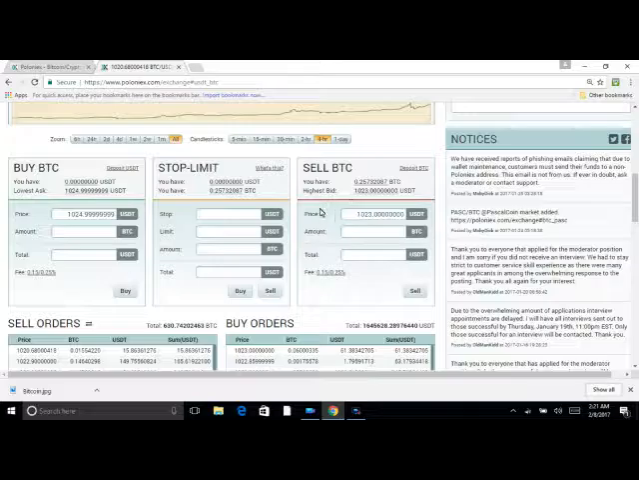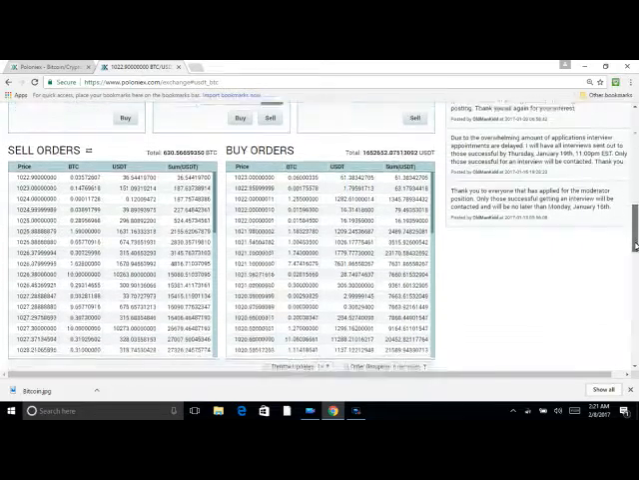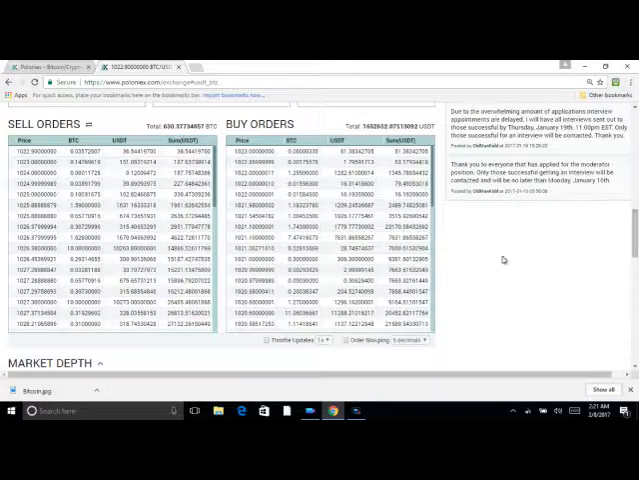Below that, you can see the buy and sell orders. Now, this is a live market that's open, like I said, 24 hours a day, 365 days a year. It shows you the total amount of US dollars looking for Bitcoin and the total amount of Bitcoins that are for sale right now. These could be miners, this could be other traders. On the left side, you have the sell orders.